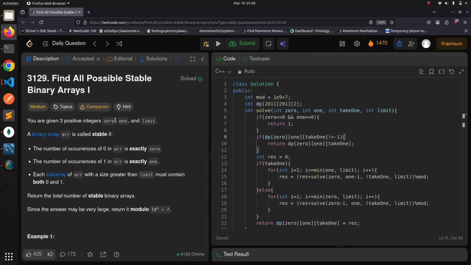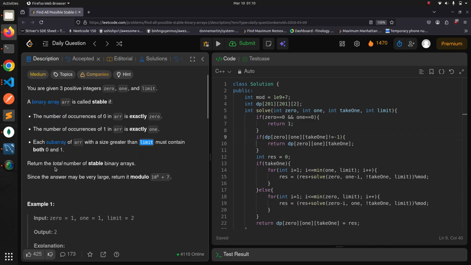Guys, let's see today's problem. Find all possible stable binary arrays 1. Given three positive integers zero, one and limit, a binary array ARR is called stable if the number of occurrences of 0 in ARR is exactly zero, the number of occurrences of 1 in ARR is exactly one. Each subarray of ARR of size greater than limit must contain both 0 and 1. Return the total number of stable binary arrays. The answer may be large, so return it modulo 10 to the power 9 plus 7.